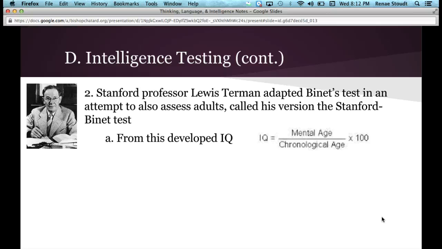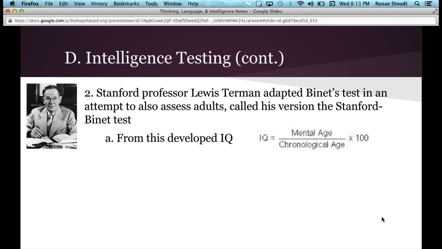The 6-year-old that took the test and their mental age was 6. So mental age of 6 divided by the chronological age of 6 multiplied by 100, their IQ would be 100. However, the kid that had a mental age of 3, divided by the chronological age of 6 multiplied by 100, their IQ would be 50.